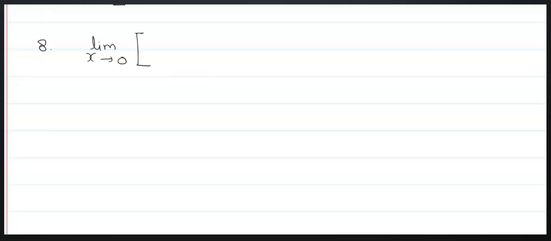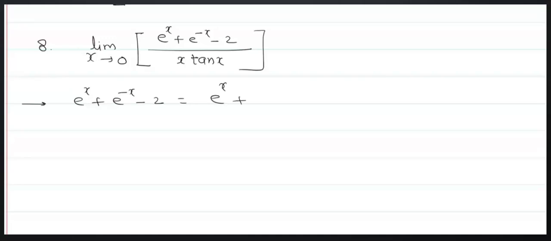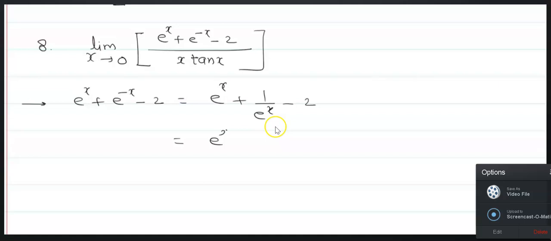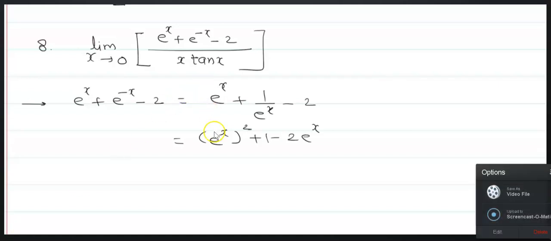Now the problem number 8. Limit x tends to 0, (e raised to x plus e raised to minus x minus 2) upon x tan x. Now here, e raised to x plus e raised to minus x minus 2 can be converted into the form of a perfect square. See this here: e raised to x plus e raised to minus x minus 2 equals e raised to x plus 1 upon e raised to x, minus 2.